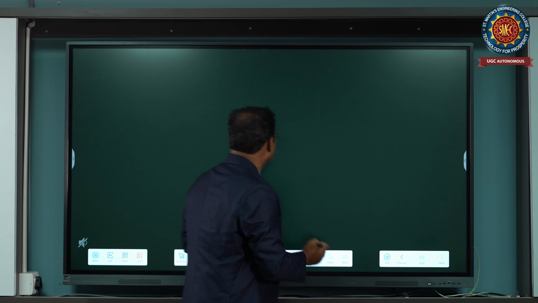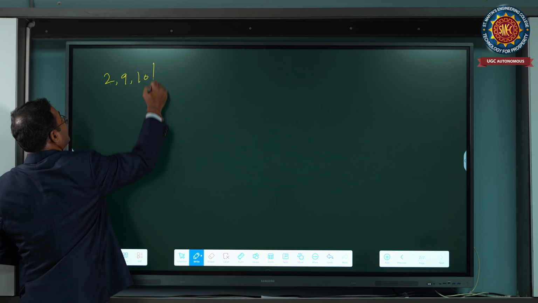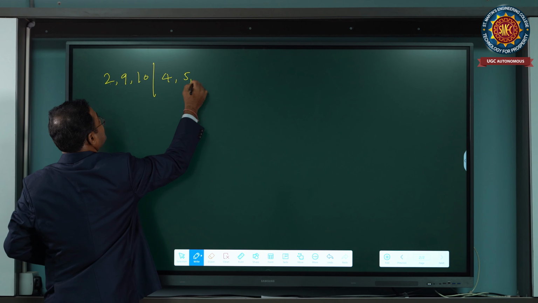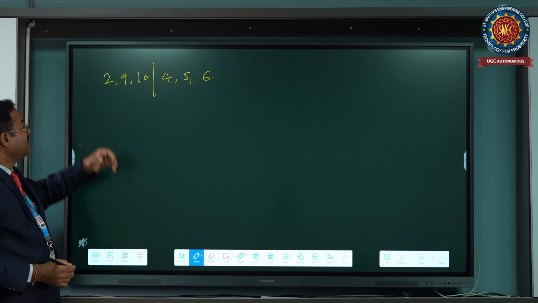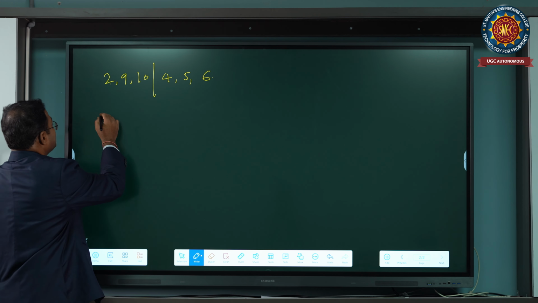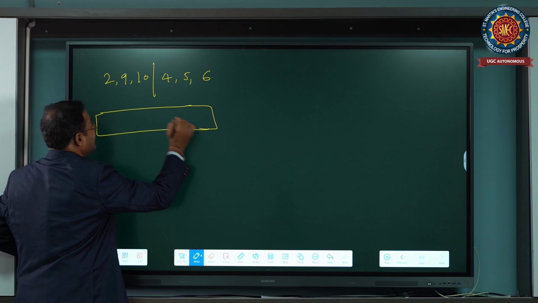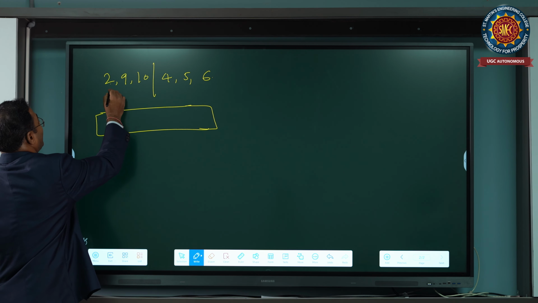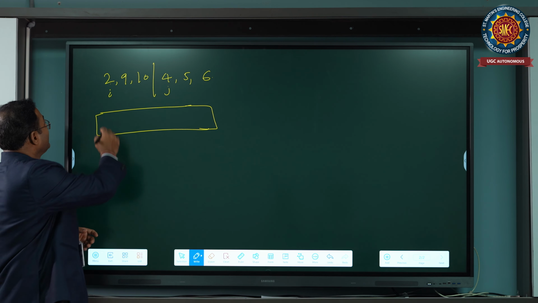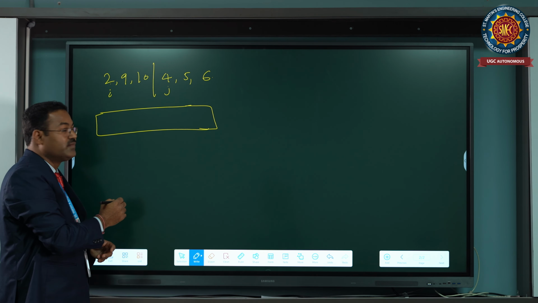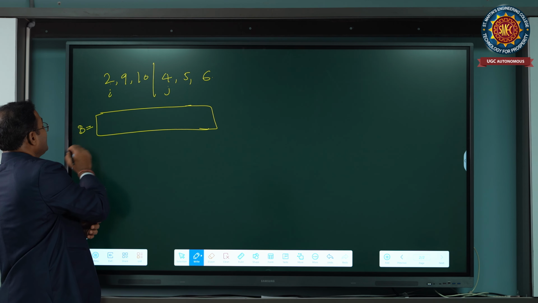2, 9, 10 and 4, 5, 6. 2, 9, 10 is one sub-problem. 4, 5, 6 is one more sub-problem. Now we have to merge again with the help of an auxiliary array. I have to take one auxiliary array. Then this is the ith position, this is the jth position. Now compare 2 and 4. Which is the smaller value? B is the temporary auxiliary array.